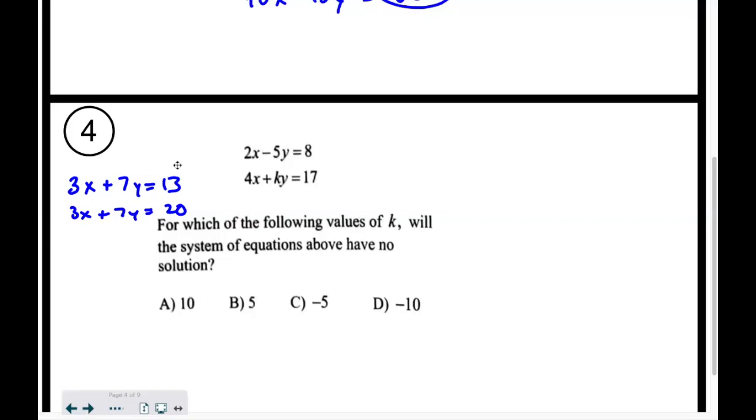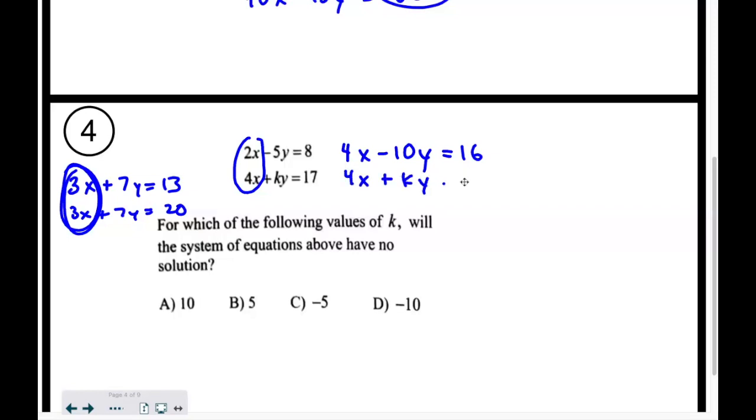An infinite solution would be the same idea, except these numbers here would be the same. So we'll get to one like that. So knowing that, all I want to do is think about how I could make this situation where the x's are the same. Well, I can do that just by multiplying the top equation by 2. So I'm going to get 4x minus 10y equals 16. And then the other equation I'm going to keep the same.